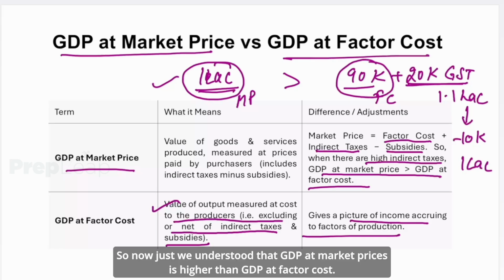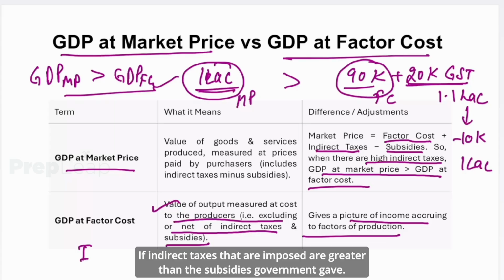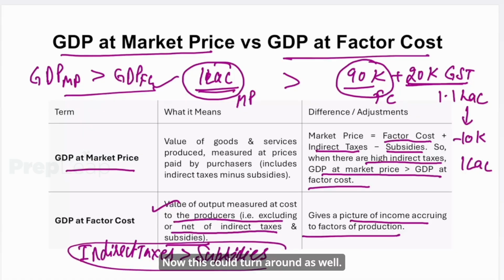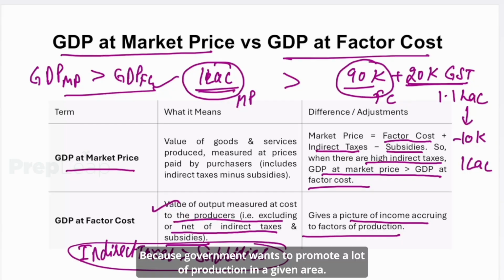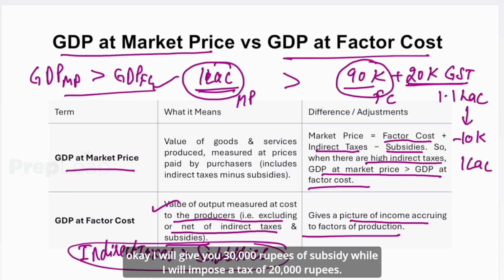So now we understood that GDP at market prices is higher than GDP at factor cost if, let me clarify, if indirect taxes that are imposed are greater than the subsidies government gives. Now this could turn around as well. Suppose government wants to promote a lot of production in a given area. So if you want to promote production in a given area, government may go on to say, okay, I'll give you 30,000 rupees of subsidy while I will impose a tax of 20,000 rupees.